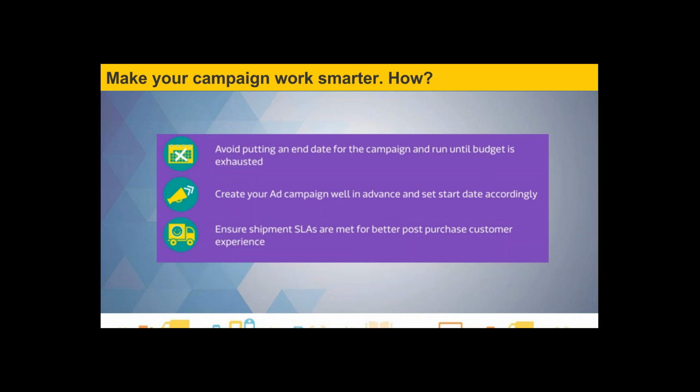Fifth, avoid putting an end date for the campaign and run until budget is exhausted. If you are advertising your fast moving products or promoted products, adding an end date won't deliver its full potential as you will have high traffic, and therefore it's better in this particular scenario to let the campaign run till its budget exhausts by itself. However, if you want to control your budget, you can always set an end date and distribute it equally.